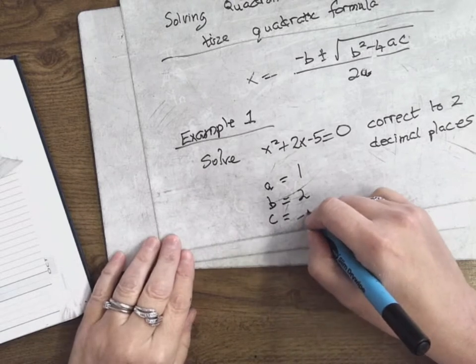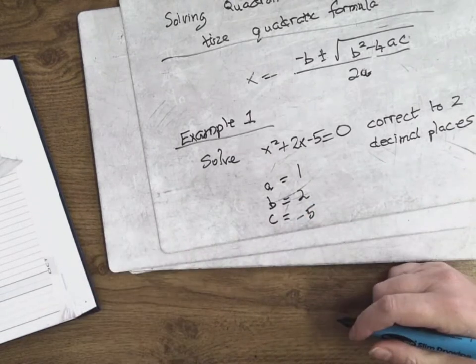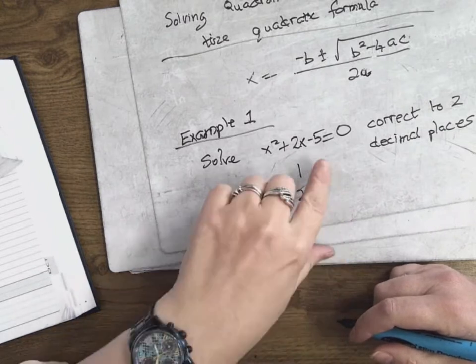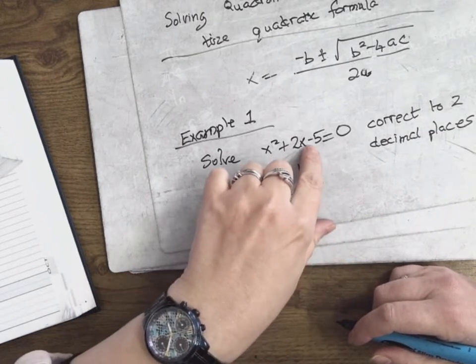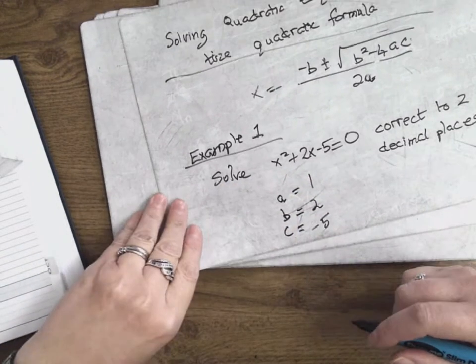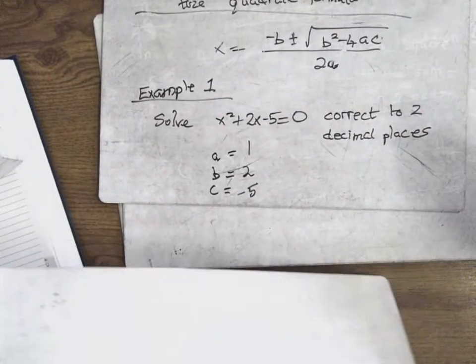Very good. We all said -5, which is brilliant. Okay, because some people would just say 5. Right, but that's not 5. You have to take the sign as well. It's -5.